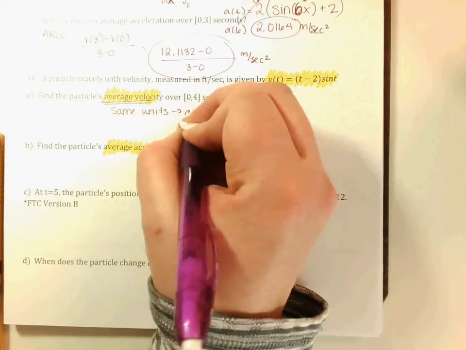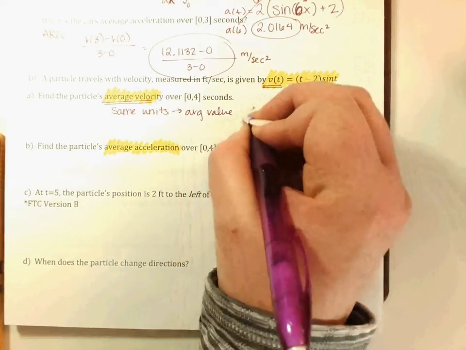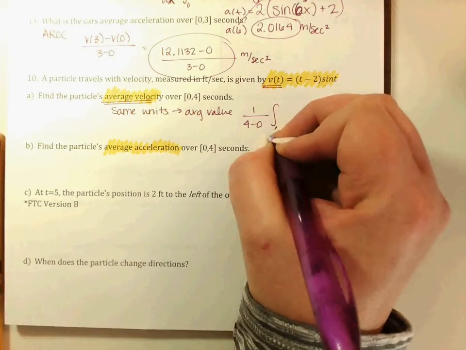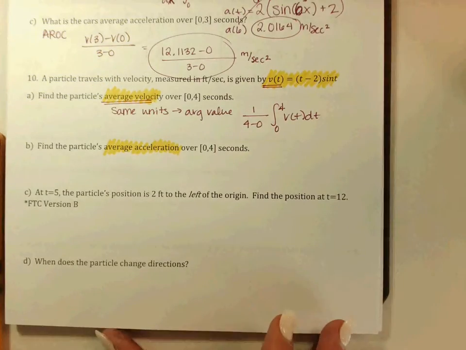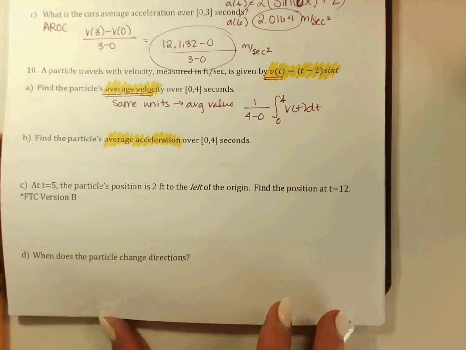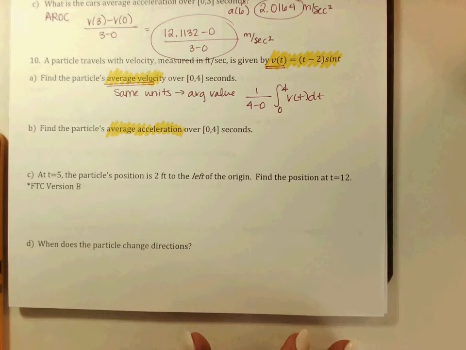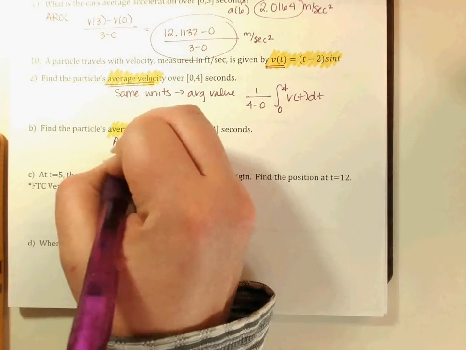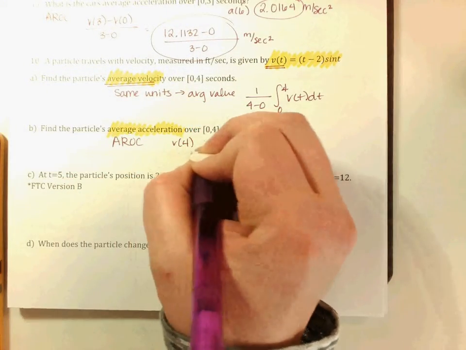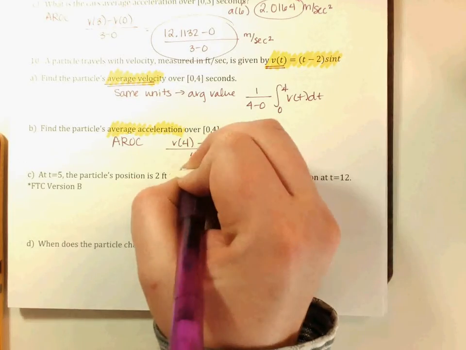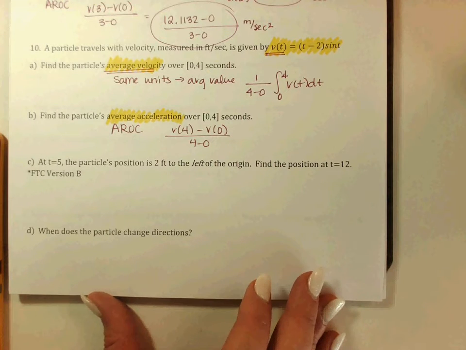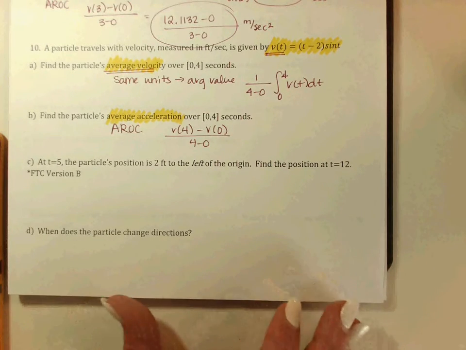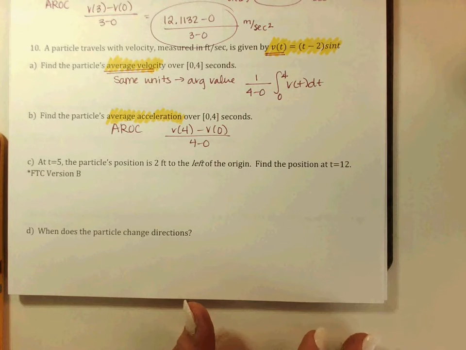So it should be average value, which is 1 over b minus a, integral a to b of v of t. Now, I'm going to just go all the way through the question, then you can just type them all in at the end. What will I do for average acceleration? That will be A-rock, which is v of 4 minus v of 0 over 4 minus 0. But notice the difference. A-rock, rate of change, is a derivative, and it's acceleration because I have velocity.